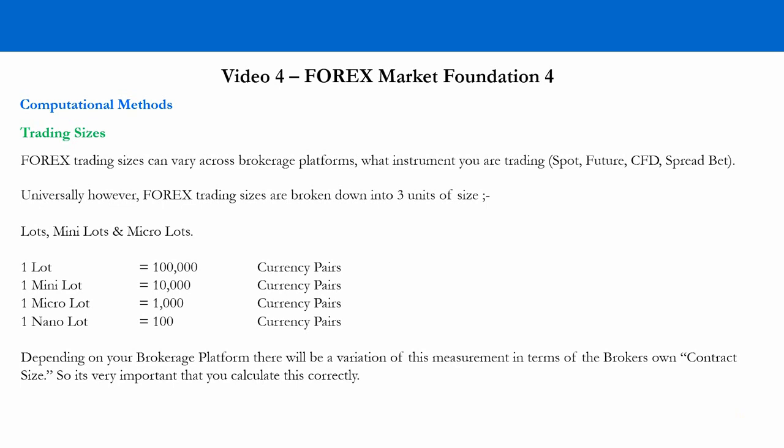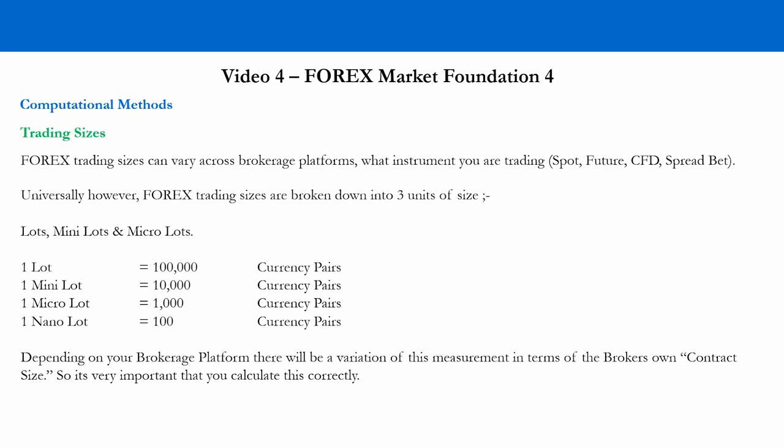Trading sizes is a funny one, because across different platforms, Forex trading sizes can vary, depending on what instrument you're trading: spot market, futures, CFD, spread betting. Universally, however, there are languages where trading sizes are broken down into three main units of size. The three main ones are one lot, one mini lot, and one micro lot. And there may be a fourth one, depending on the retail brokerage platform you're using and what instruments you're trading. There may be another one, which is a nano lot.